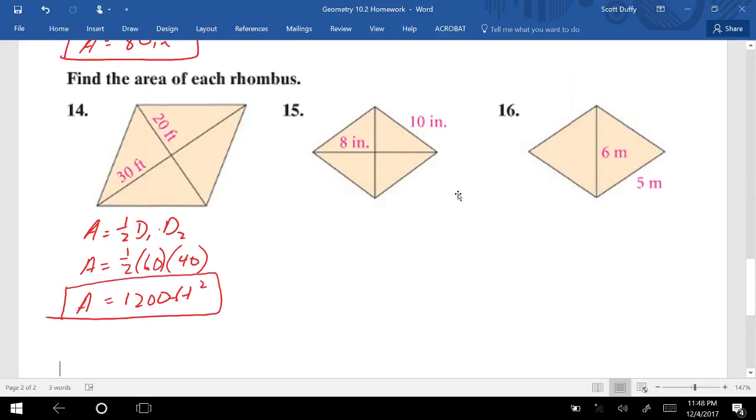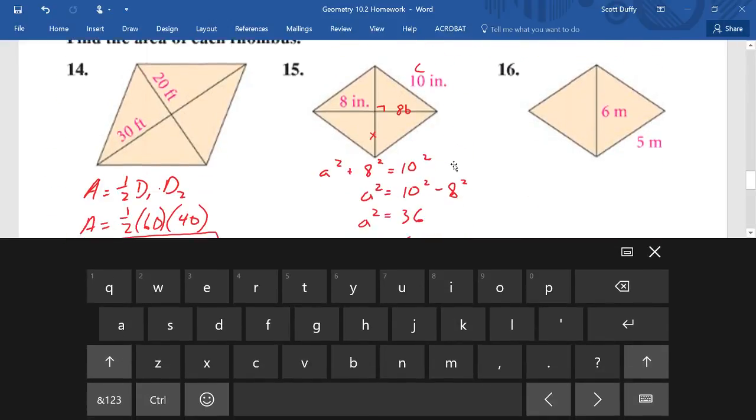Do the same thing over here. So we have 8 and 8, but we don't know what these are. What we can do is look at this as a right triangle with an A side unknown, B side, and C side. So we have unknown A squared plus known B, 8 squared, equals known C, 10 squared. So I found that A right there is 6. 6 up there, 6 on the bottom.